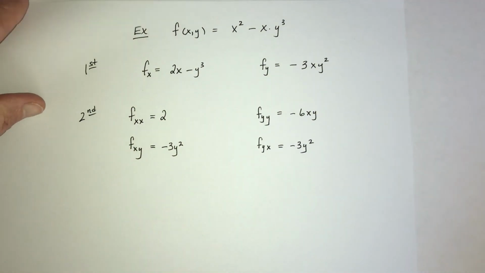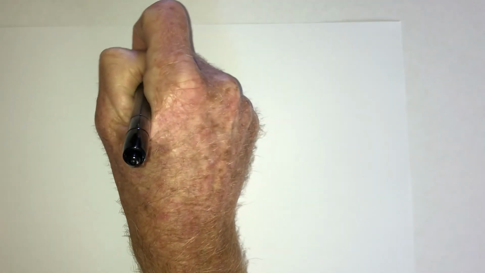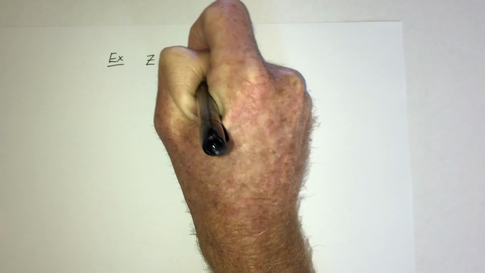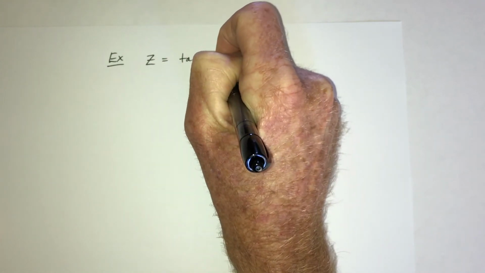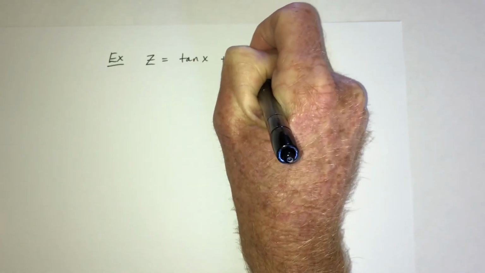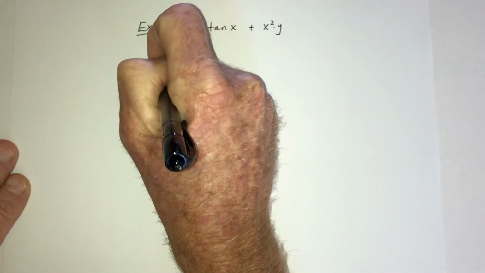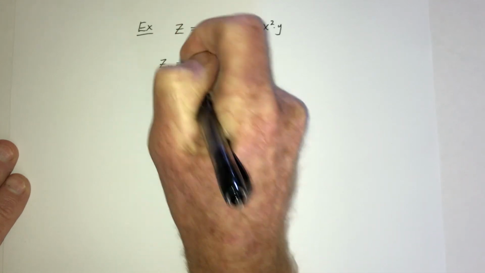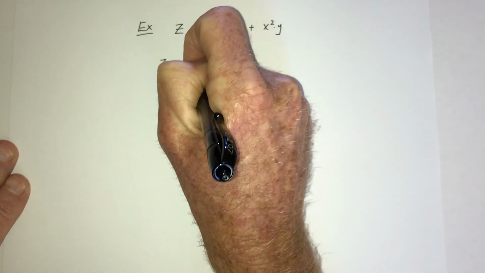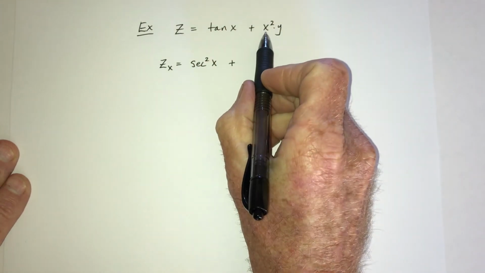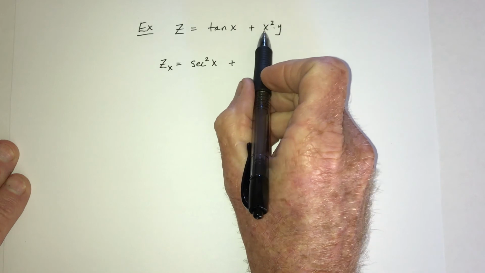Let's try another one. How about z is equal to tangent of x plus x squared y. Find the second derivatives. So the derivative with respect to x. The derivative of tangent is secant squared. The derivative of this will be 2x, and the y is constant, it just stays there.